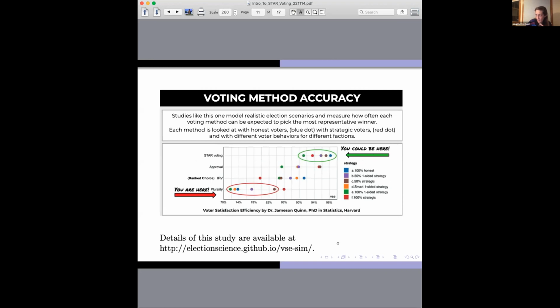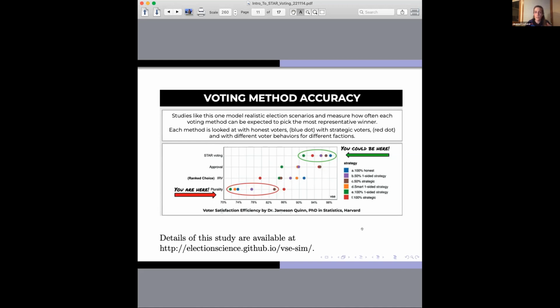I don't know if you can see this graphic that was produced, but this was a comparison of STAR and approval and ranked choice, and how satisfied voters were with their experience of voting and the outcomes. You see a range. The different colors of dots refer to different voter strategies. But the conclusion was that basically for the variety of strategies, STAR voting tends to produce the most satisfied voters.